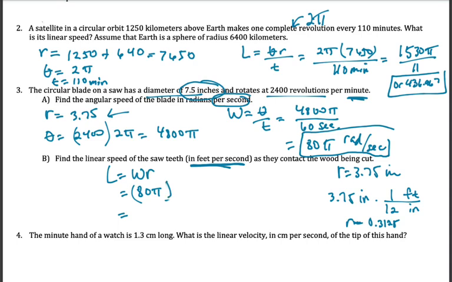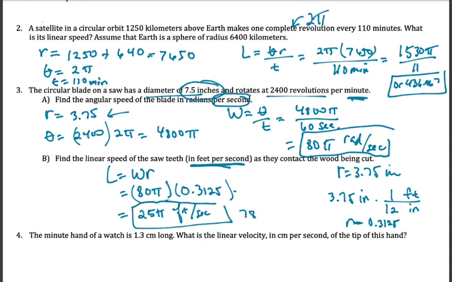So instead of what I wrote right here, I'm going to do 80 pi times 0.3125, and then multiply that out. So you get 25 pi feet per second. Or if you had changed that to a decimal, it would have been 78.539 feet per second. All right, let's do the next one.